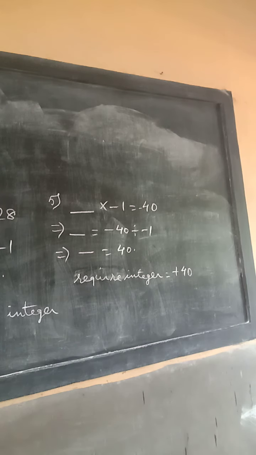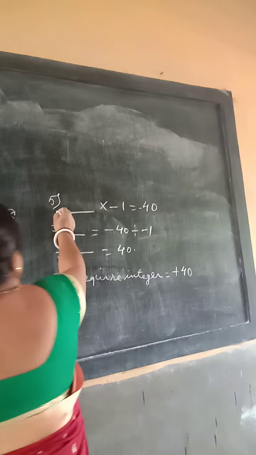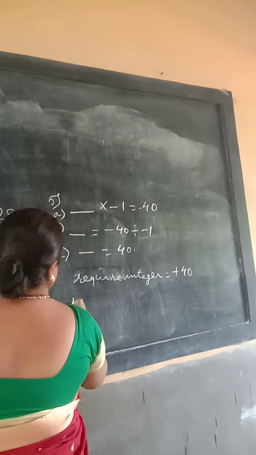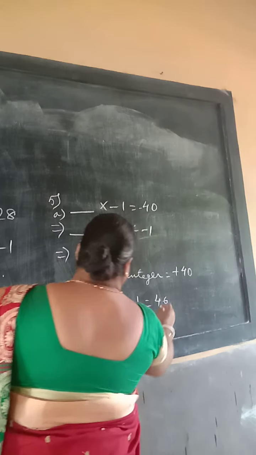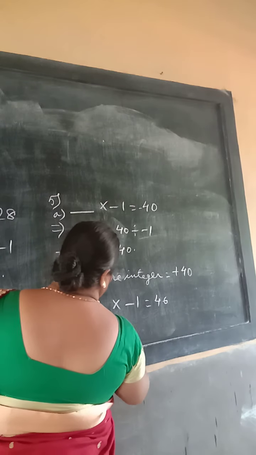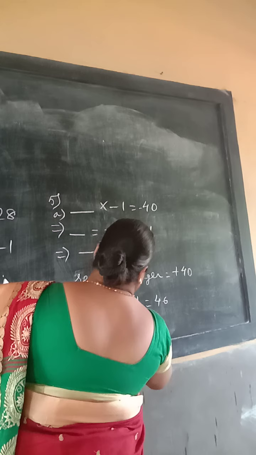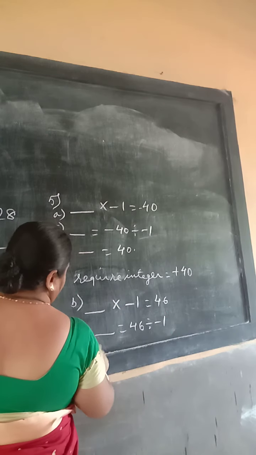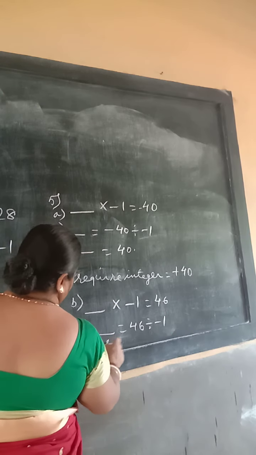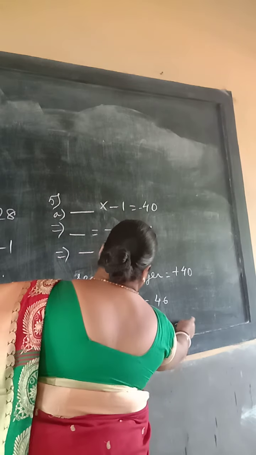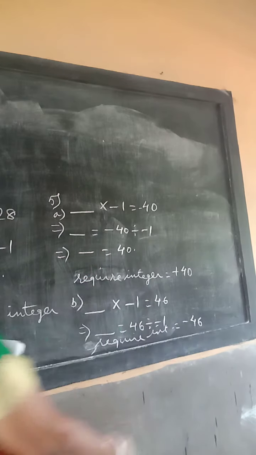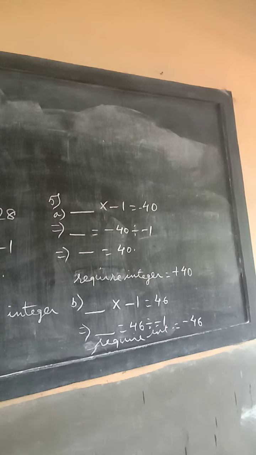Now this is 5A. Dash into minus 1 is equal to 46. So what will we write? Dash is equal to 46 divided by minus 1, or the required integer is minus 46. So this way we have to solve question number 5 also.